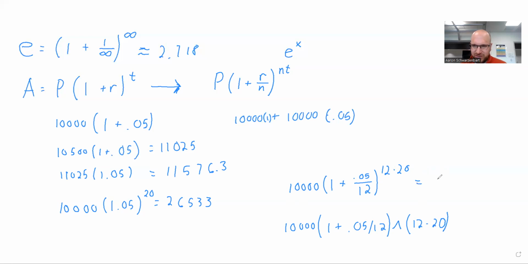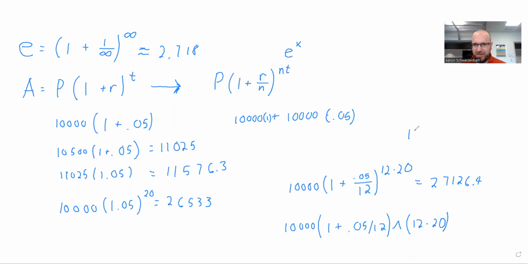Now all of a sudden I've got 27,126.4. Okay. I like that better than my 26,533. I've got like an extra $500 just by compounding it monthly. Okay. Let's fix my other 20 here too. So compounding it monthly was helpful.